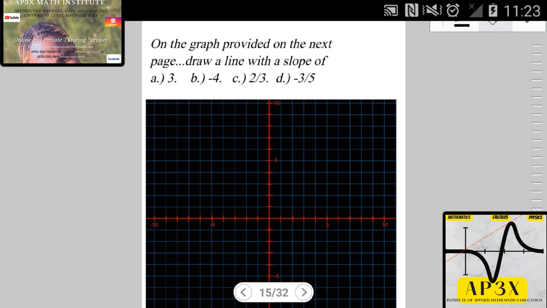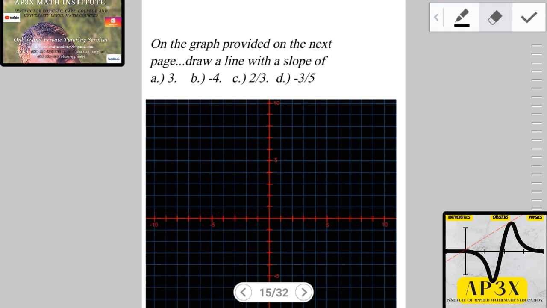All right, and now we're going to wrap up this aspect of the tutorial video by looking at drawing a line. So here is a different structured type of question. Here we are being asked to go on the graph and actually draw the line that contains a slope of 3, negative 4, 2/3, and negative 3/5. What if you were given a question where you are to draw the line that contains a certain slope, but you weren't given the actual points?